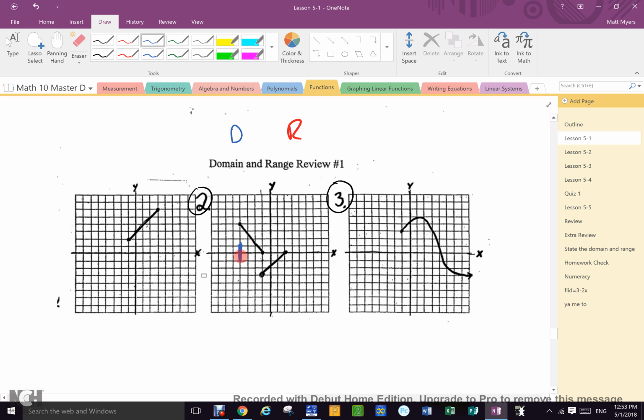What is that value? -4. Agreed? Is that dot colored in? So is -4 included? Yes. So I write with an equal sign. Now, since this is just X and Y, my domains are just X's and Y's, correct?